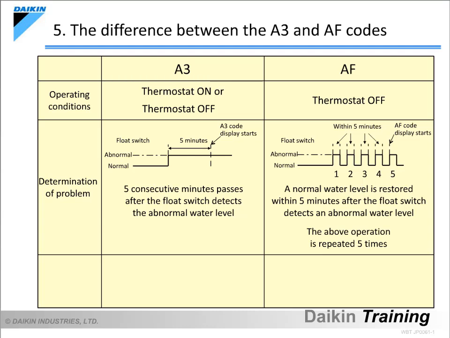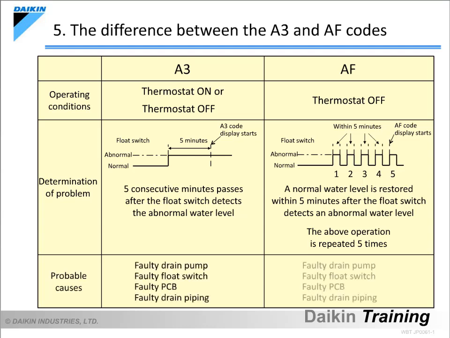The air conditioner cannot be operated while a malfunction code is displayed on the remote controller, but it can if it is a warning code. Be it the A3 or AF malfunction, the likely causes are problems with the indoor unit, such as the drain pump, float switch, or PCB, or problems related to something other than the indoor unit, such as the drain piping. Therefore, the inspection procedures are the same for the A3 and AF codes.